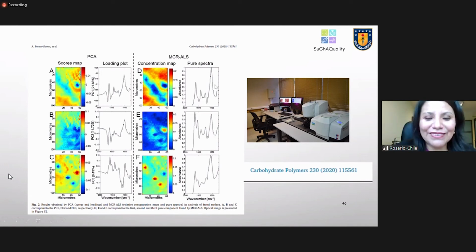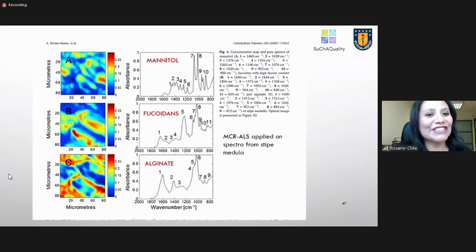So if I make a mixture of all these spectra, I will have the spectra of the original sample. It's a mixture, a lot of spectra. And this is the individual spectra of each component, and this is the localization of each component too. So if I have my pure spectra, now I'll be able to identify. This is the same case that I have here, the same sample.